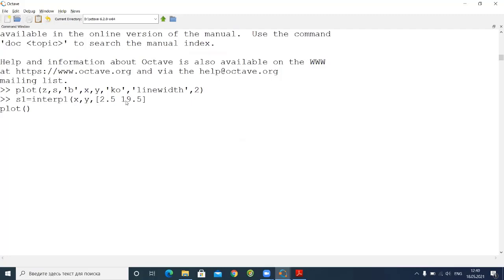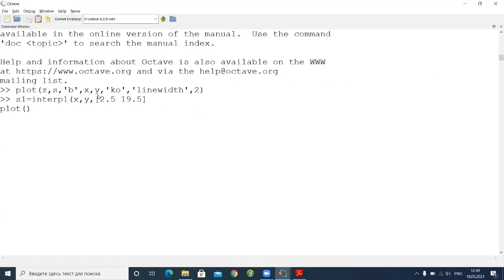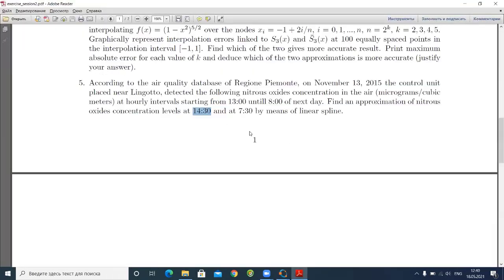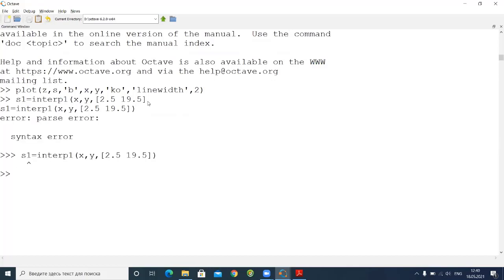If it is just 1 hour, so 20, 30, for example, we'll write without this square bracket. However, we have here two variables, 40, 30 and 7, 30. That's why here we write just with square brackets. We need to close these brackets. Sorry.